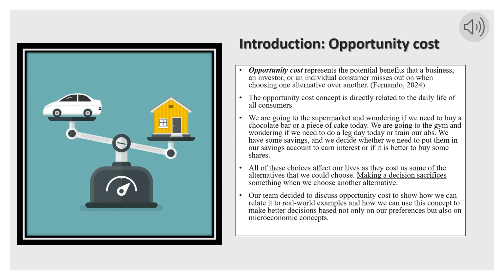For example, we are going to the supermarket and wondering if we need to buy a chocolate bar or a piece of cake today. We are going to the gym and wondering if we need to do a leg day today or train our abs. We have some savings and we decide whether we need to put them in our savings account to earn interest or if it is better to buy some shares. All of these choices affect our lives as they cost us some of the alternatives that we could choose. Making a decision sacrifices something when we choose another alternative.